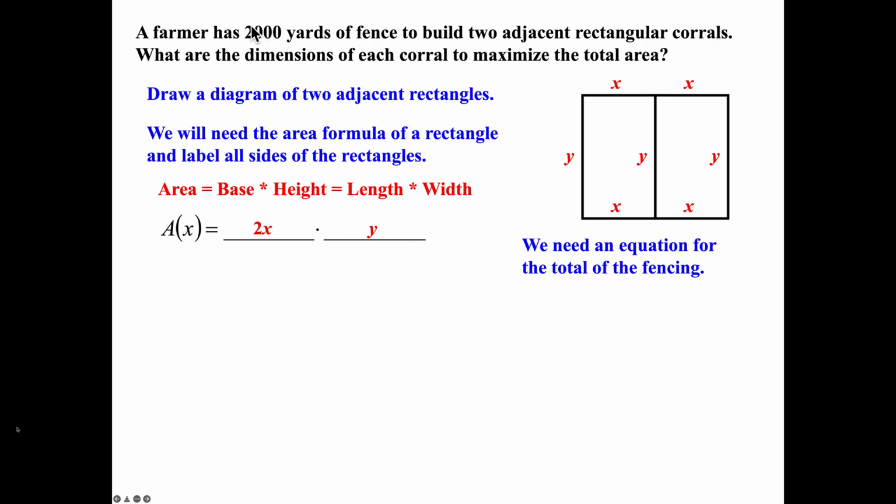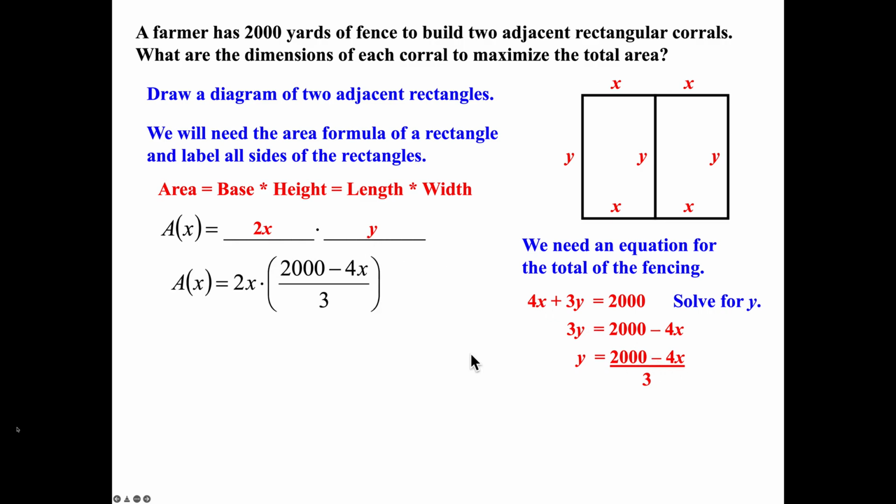Well, you know what? We haven't used 2,000. And 2,000 represents all your building material for the fence. So that means we have to add up all these variables: 1, 2, 3, 4 x's plus 3 y's has to equal 2,000. So that's my other relationship between x and y. Solve it for y. Subtract over the 4x, divide by 3. All right, we have a fraction. No problem. We'll put that in there. So here are my 2 factors.